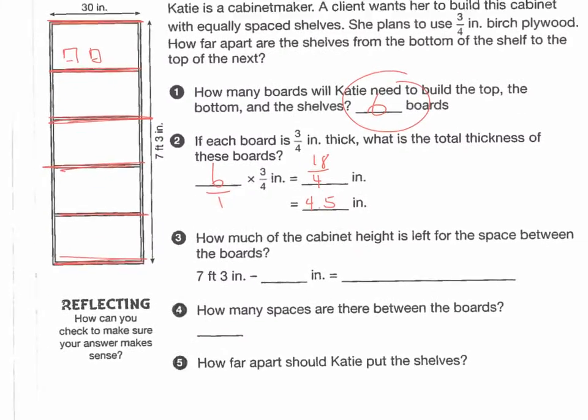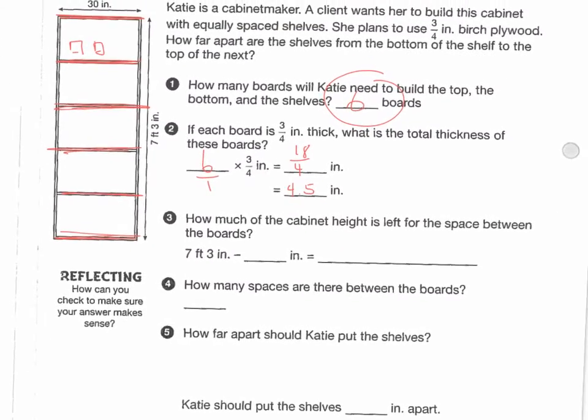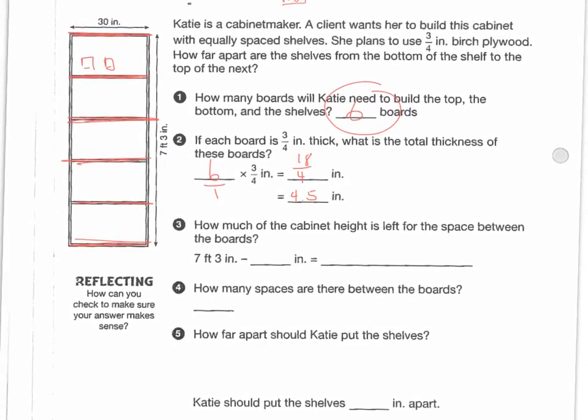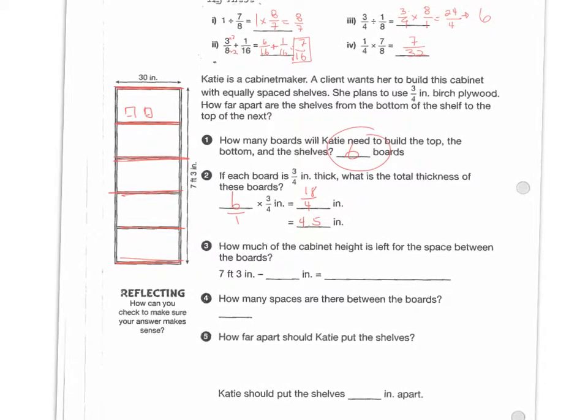Alright, how much of the cabinet height is left for the space between the boards? Well, if the entire thing is supposed to be 7 feet 3 inches, and we're subtracting that 4.5 inches, well, we're left with 82.5 inches. And I'll show you how I get there.